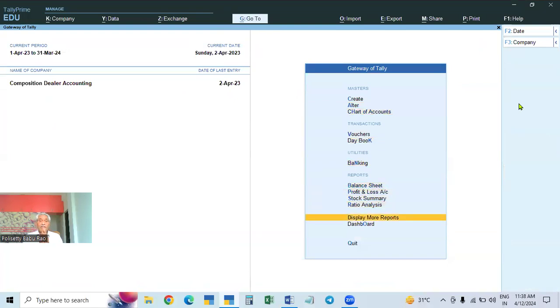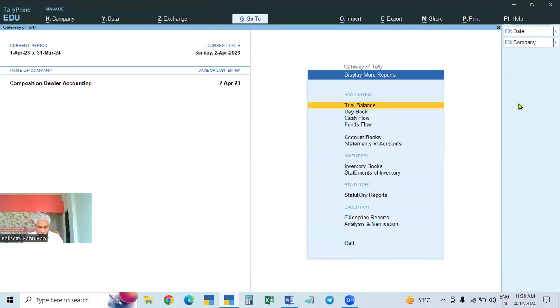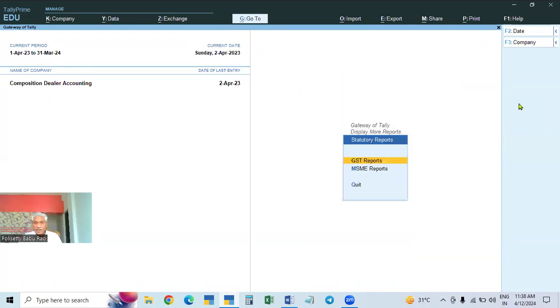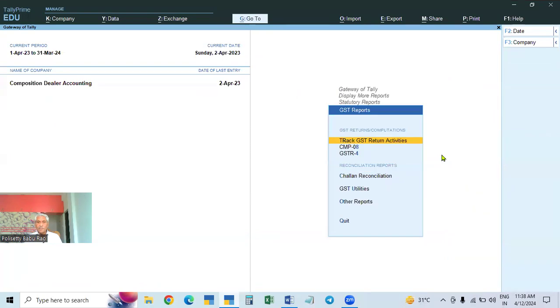Now we will go to the GST reports. So display more reports. And here, this is 4.1. MSME details are added. That is why here it will show MSME reports, GST reports. There are two, that is why it is showing statute reports. If you click that, there are two reports. Well, now we want GST reports. We go to GST reports.